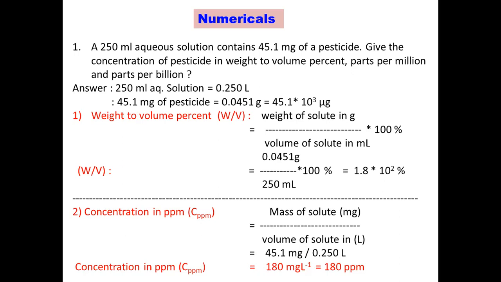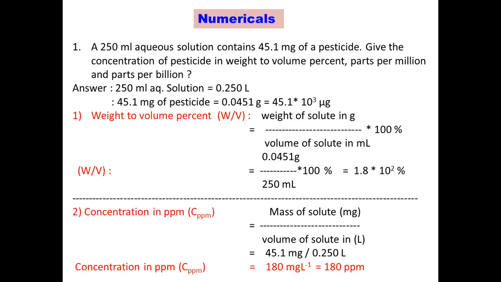For example, here is the first numerical. 250 ml of aqueous solution contains 45.1 milligram of pesticide. Give the concentration of pesticide in weight to volume percent, then ppm and ppb. So these are the three problems you have to solve: weight to volume percent, that is W by V, and ppm and ppb. So what is given in the question?